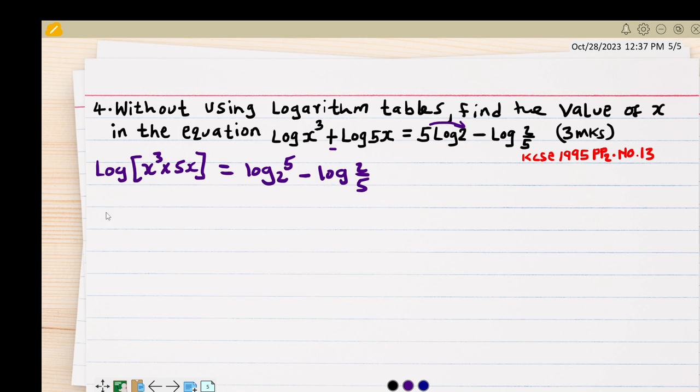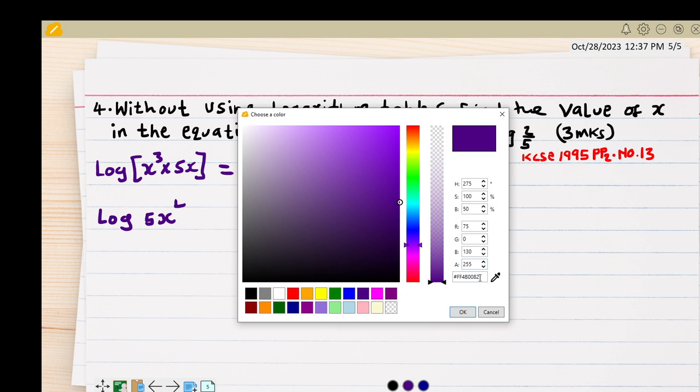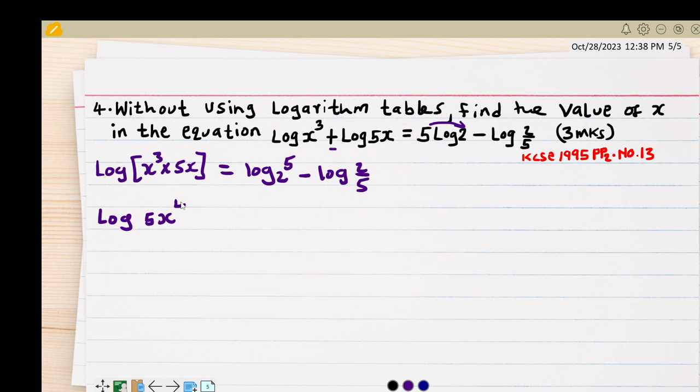So the logarithm of x cubed times 5x, I'm going to get 5x to the power of 4. This is equal to the logarithm of 32, because 2 to the power of 5 is 32, then minus the logarithm of 2 over 5.